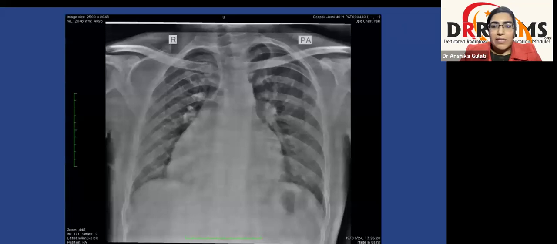For example, in this case, if you see, the heart is lying more or less exactly in the middle of the thoracic cavity. So we say this is a case of mesocardia, and we'll see the CT also of this patient subsequently. This patient had multiple congenital cardiac defects.